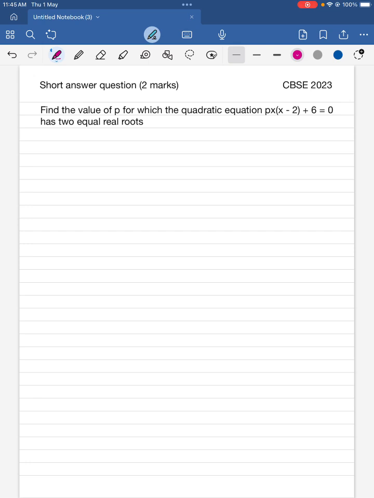Okay, so let's start by expanding the left-hand side of the given equation. Now the given quadratic equation is px(x - 2) + 6 = 0. So let me open up the bracket here. px² - 2px + 6 = 0. Now it is a quadratic equation in the standard form.